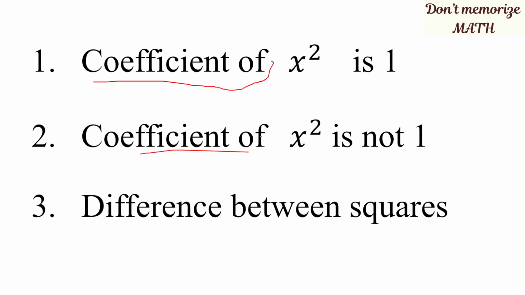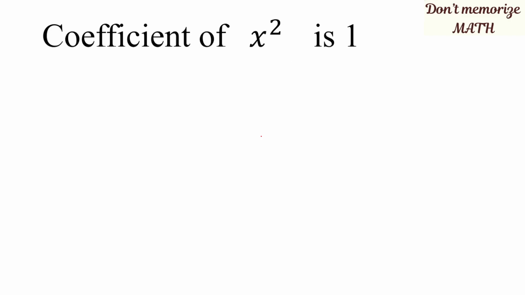Okay, so first one, coefficient of x square is 1. I will write a question for you. First we are using the method called the sum and product method.